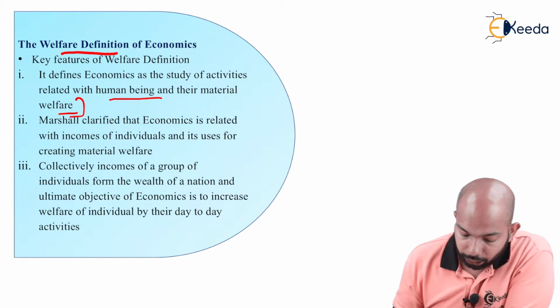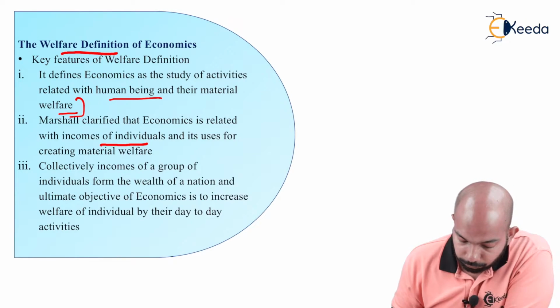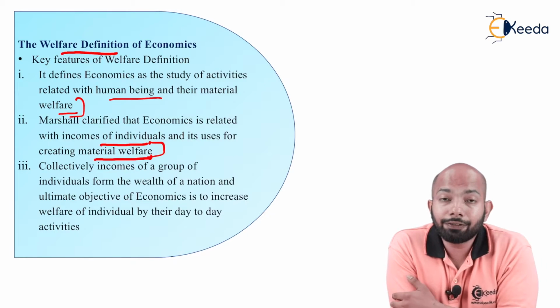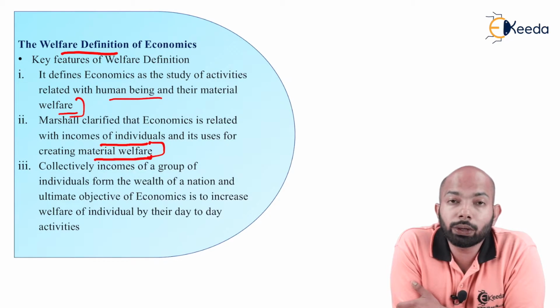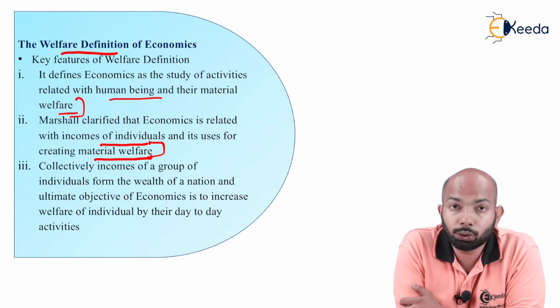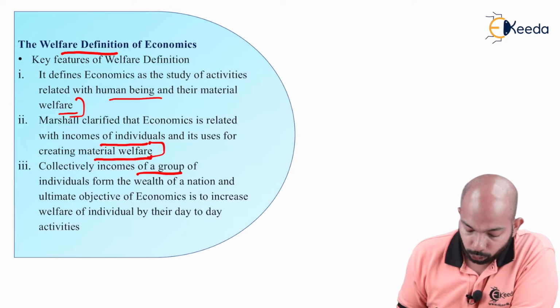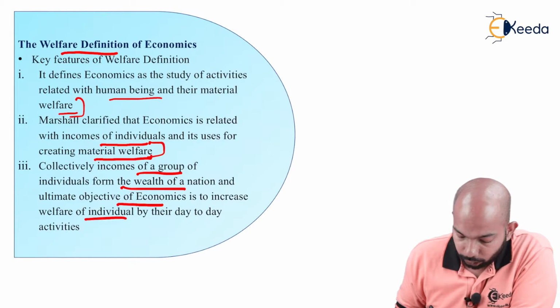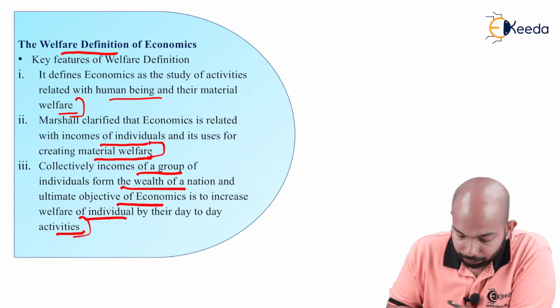Marshall clarified that economics is related with the income of individuals and how it is used for creating material welfare. So basically, Marshall has clarified that economics is related to the welfare of one specific individual and how it is related to the whole economy. Collectively, incomes of a group of individuals form the wealth of a nation, and the ultimate objective of economics is to increase the welfare of individuals through their day-to-day activities.